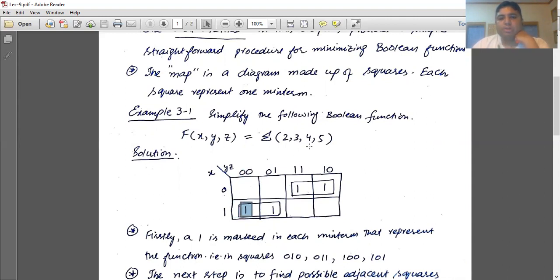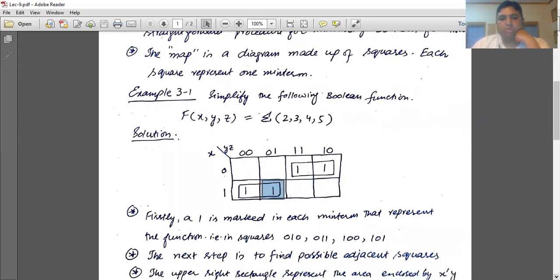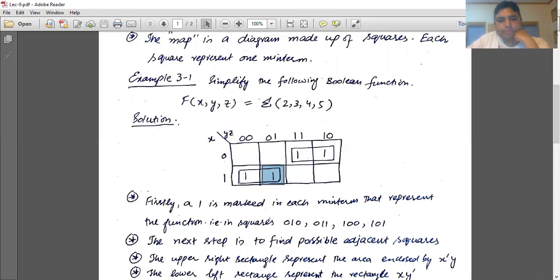And the last one is minterm number 5. Minterm number 5 is 101, which means x is equal to 1, y is equal to 0, and z is equal to 1. So this square is 1. So you have put all four ones in the squares.